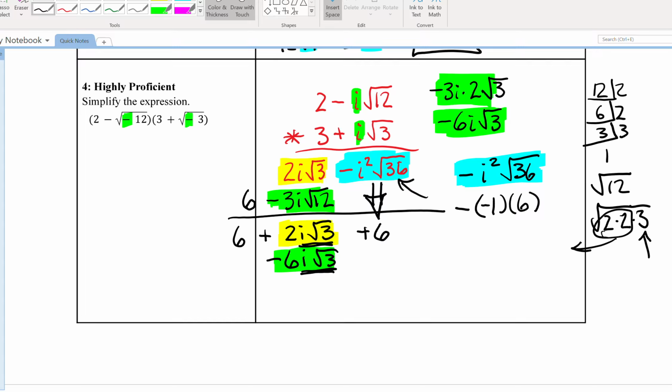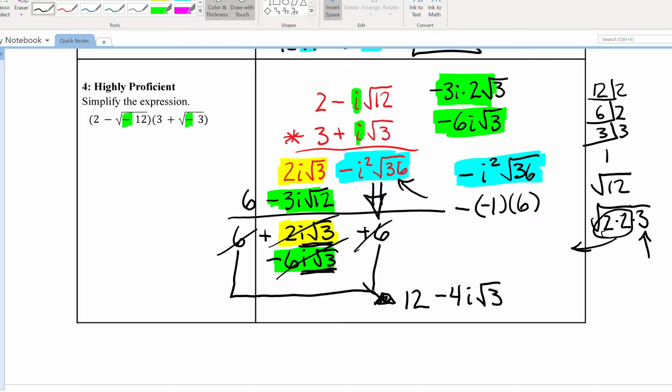Now, I'm going to combine all of these that I can combine. This 6 and this 6, that's 12. Negative 6i root 3 plus 2i root 3. Negative 6 plus 2, that'd be negative 4. So minus 4i root 3. And we have taken care of everything. These two are there with the 12. These two are combined. That's the minus 4i root 3. So there is our answer.